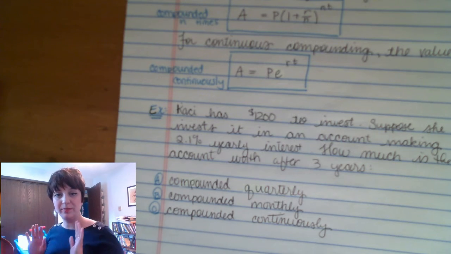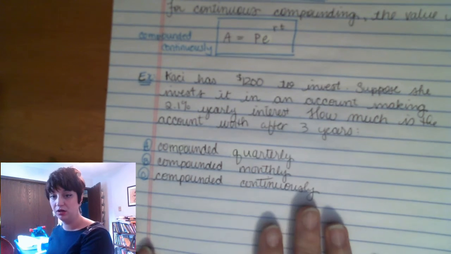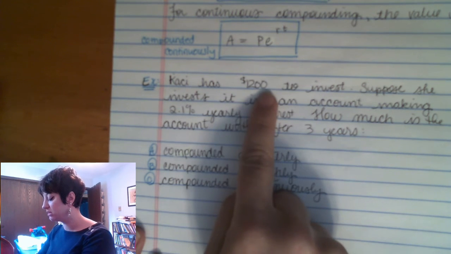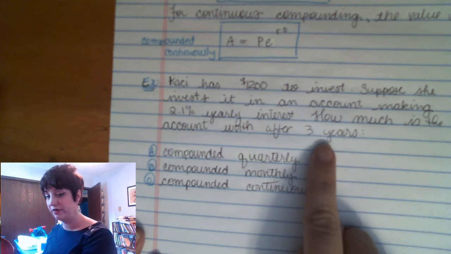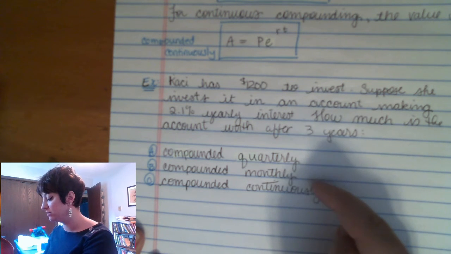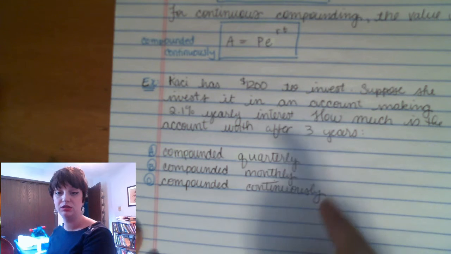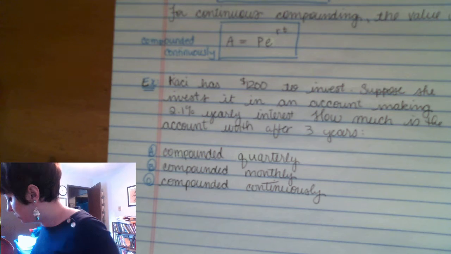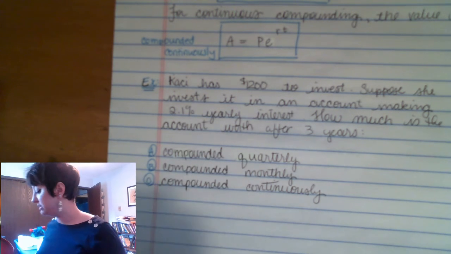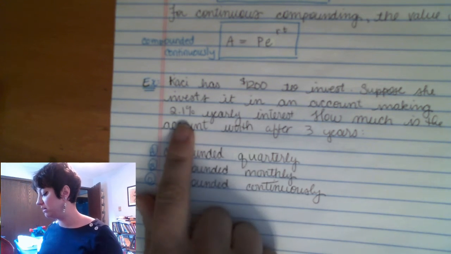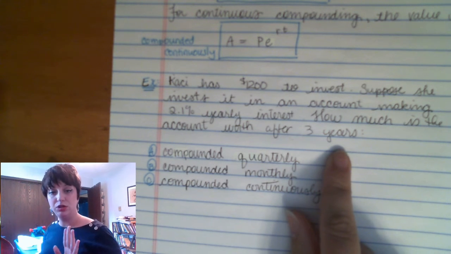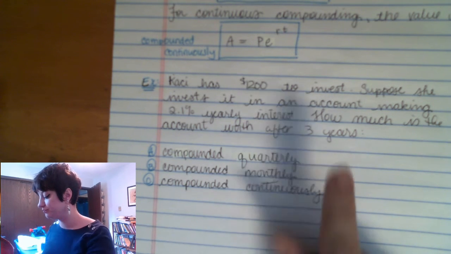So as a first really basic example, I just want to do one where we have some amount to invest, a yearly rate, and a fixed time, and I want to do it at a couple of different compoundings just to see how it changes over different intervals. So Casey has $1,200 to invest. She invests it in an account that makes 2.1% yearly interest. How much is the account worth after 3 years? The only thing I'm going to be changing in each one of these is how often it's compounded.